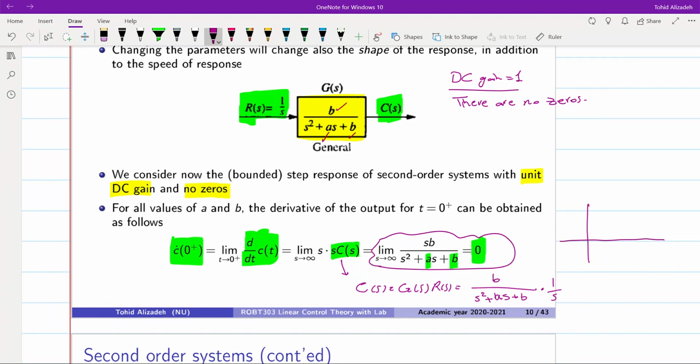And we also assume that prior to time equal to 0, the output value was already equal to 0. And since the time derivative of c at 0 plus is equal to 0, we will start the step response with a slope of 0 right at the beginning.